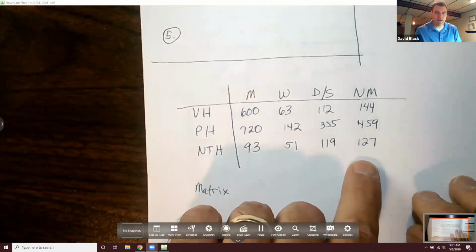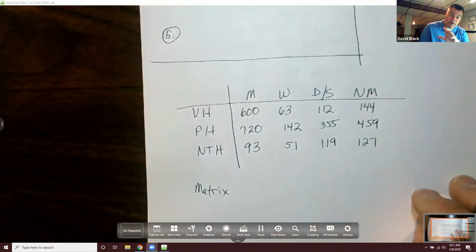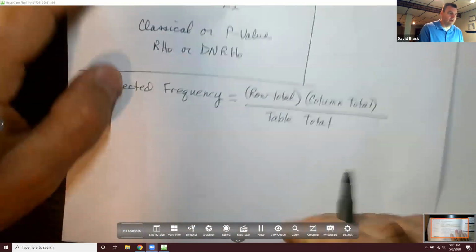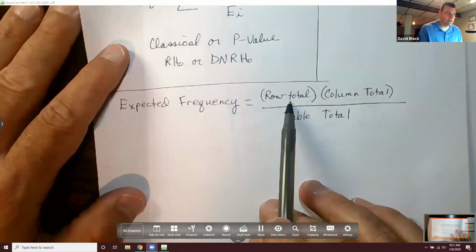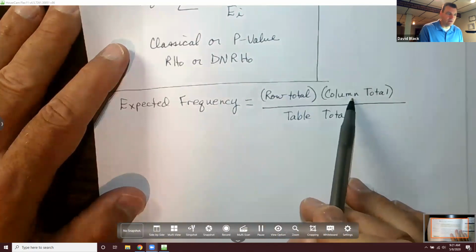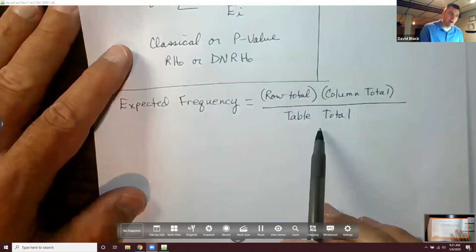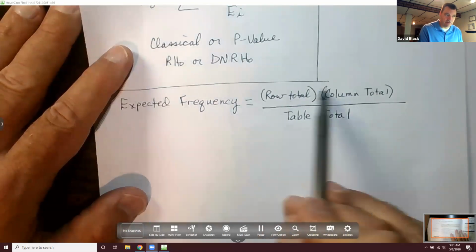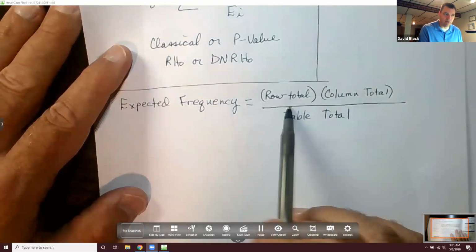Okay, now what we need are expected values for each one of those cells. So how do I find those? Well, remember what we said. We've got to take the row total for each cell times the column total for each cell and divide it by the table total. So let's talk about how to find these values: row totals, column totals, table total.